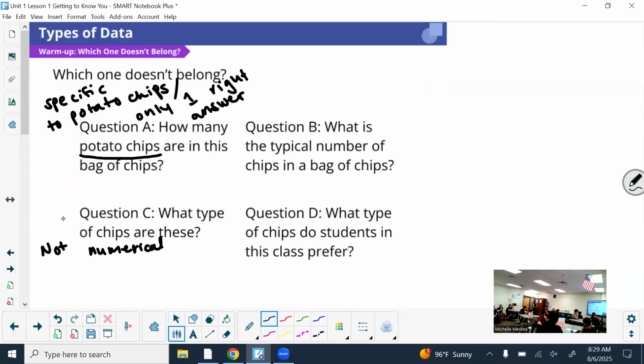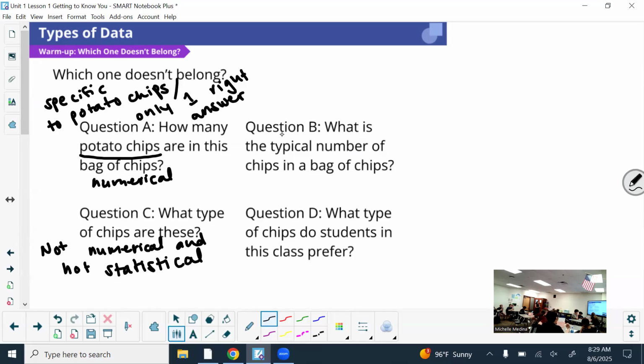So we could say C does not belong because it's not numerical. And it's not statistical either. Because there's other questions that are also not statistical. Statistical. I probably spelled it wrong. Anyway, this one's not statistical, but the answer would be a number. So that could be why each of these don't belong.